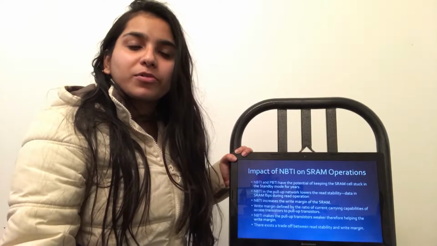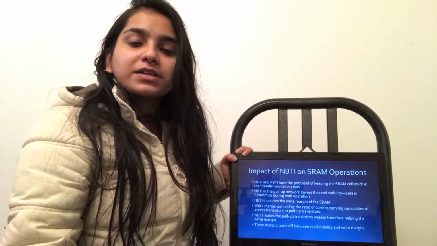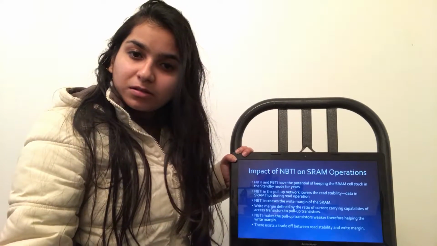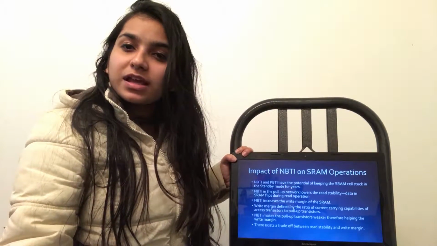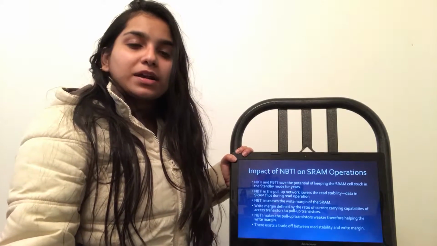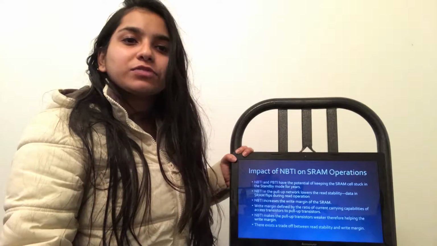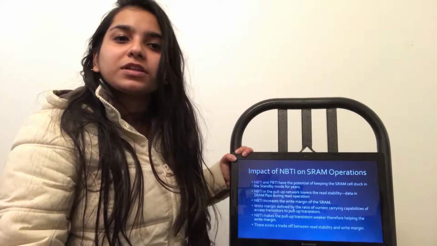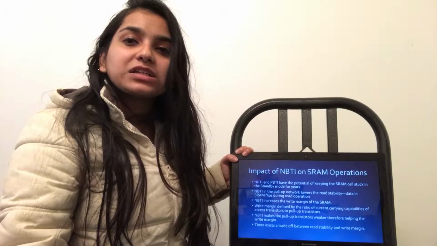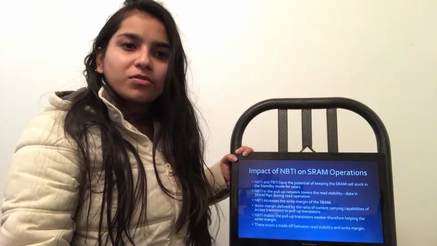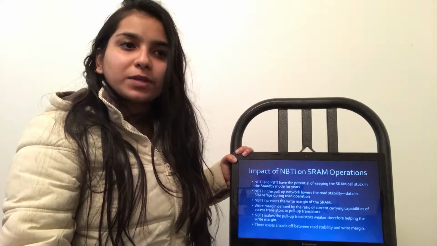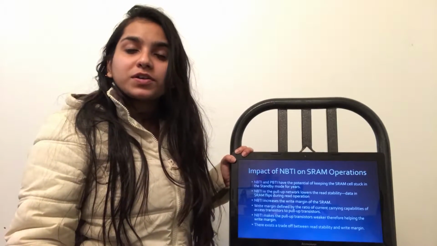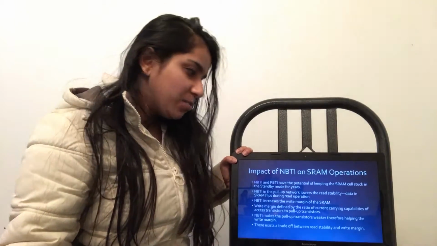Now, the SRAM read operation. PBTI effect impacts both the cell read reliability, by which I mean the read stability, and the read delay. But NBTI principally affects the read stability. What do we mean by read stability? By read stability, I mean that it would be highly undesirable if during my read operation, the data in the SRAM cell flips. The worse the degradation effect, the higher possibility of this happening during my read operation.